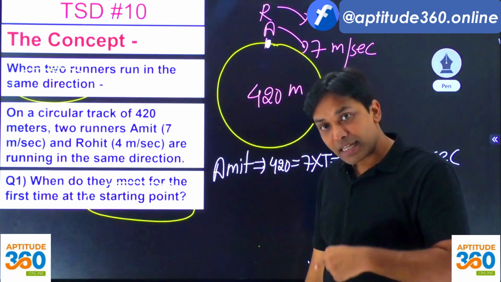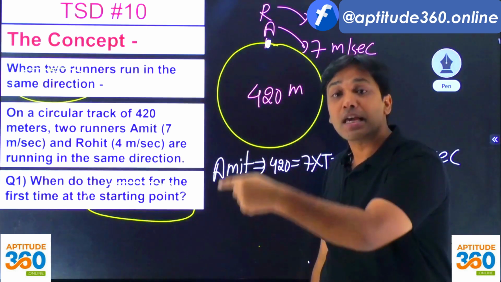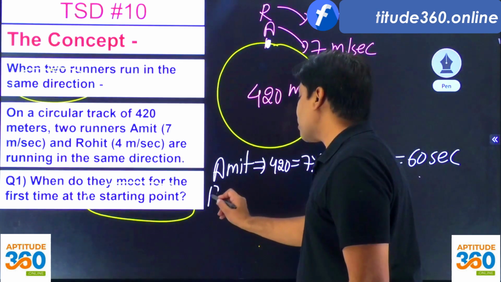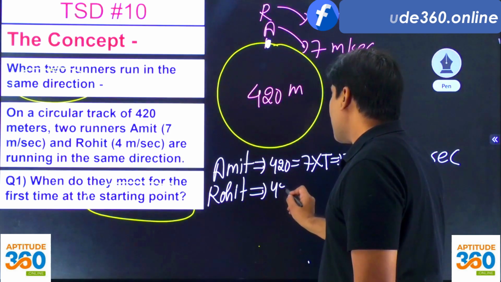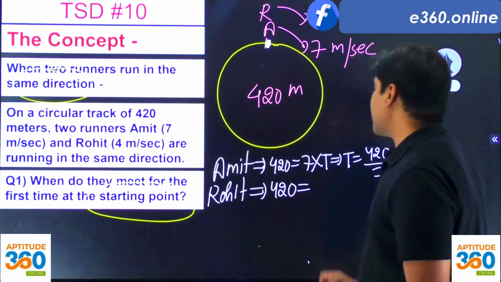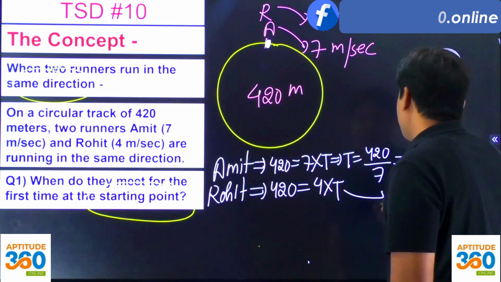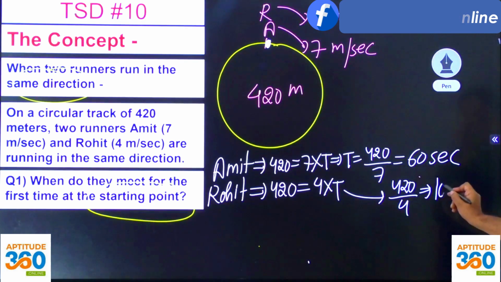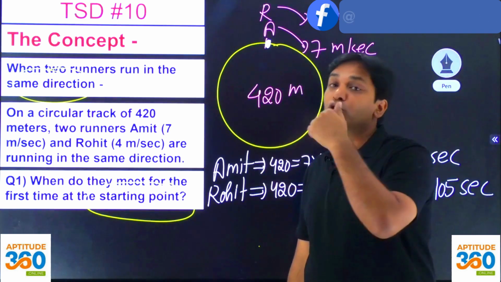So 60 seconds and then 60 seconds and then 60 seconds. So after every 60 seconds, Amit is going to be at the starting point. Do you understand this? And how about Rohit? Rohit, in order to travel this 420 meters at the rate of 4 meters per second, the time is going to be 420 upon 4, which is 105 seconds. So after every 105 seconds, Rohit is going to be at the starting point.